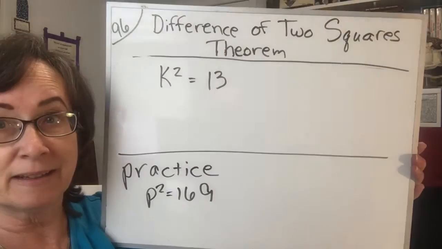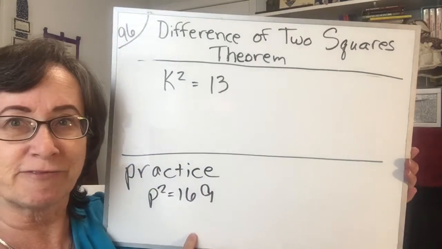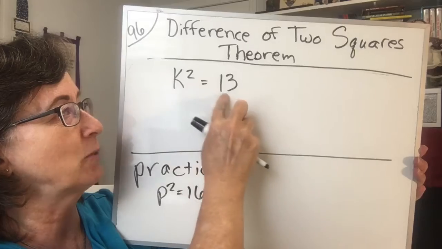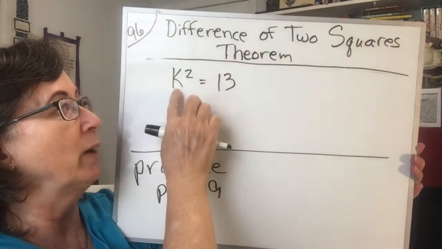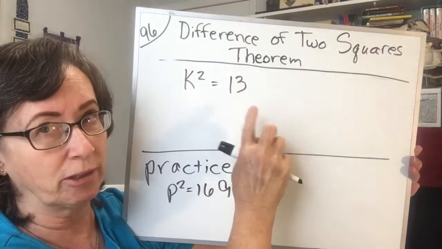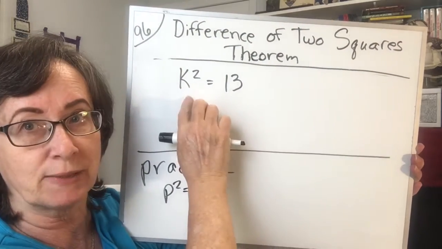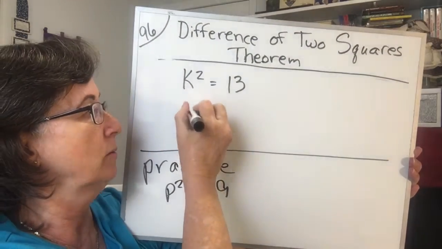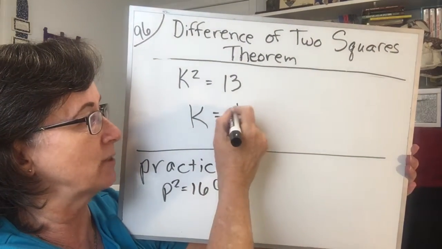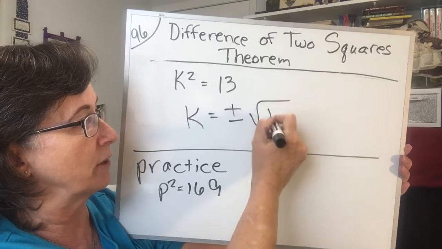Okay, so here is our last example and our first practice. This was a very short lesson. Okay, so k squared is 13. We're going to realize that square root of 13 squared will give us k. Also negative square root of 13 squared will give us k. K is plus or minus square root of 13.